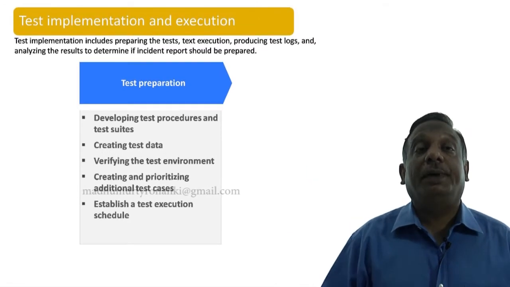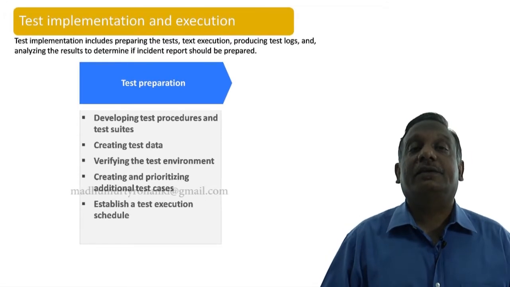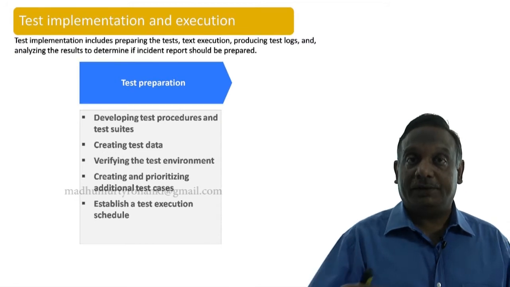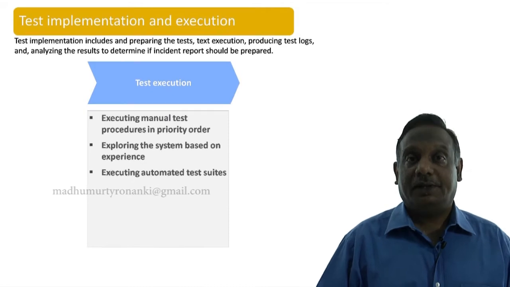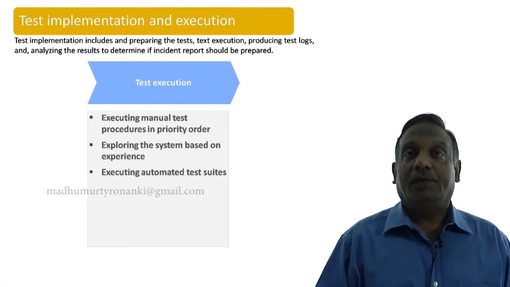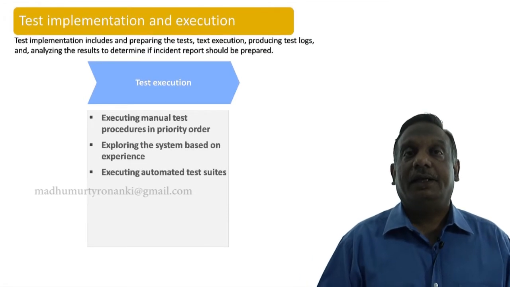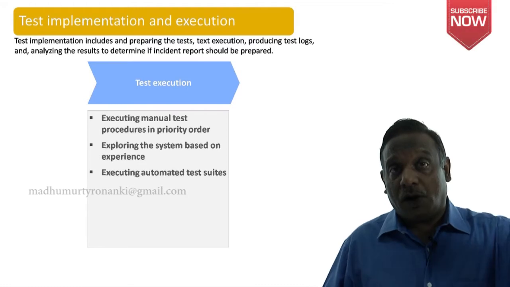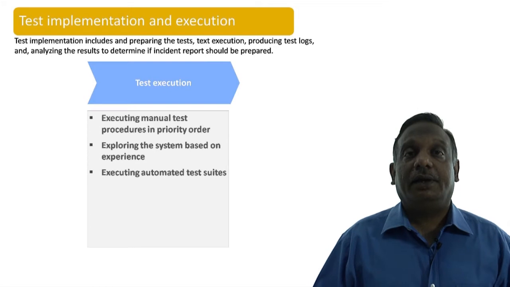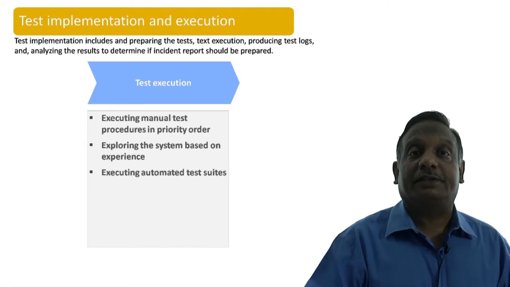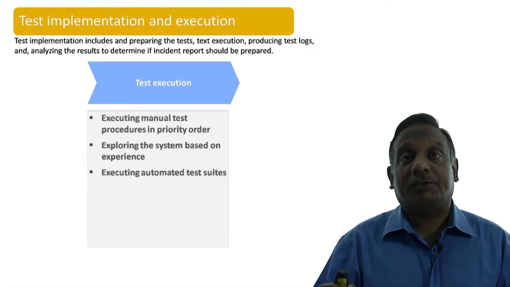Once you have prepared ground for your test execution, now the real test execution starts. So, what happens in the test execution phase? You will execute manual test procedures in a priority order, whatever priority is set based on your risk analysis by your manager. Then while you are executing, you will not only follow the scripted test procedures that you have with you, but also you may explore the system based on your experience. So that's what we call a little bit of exploratory testing.